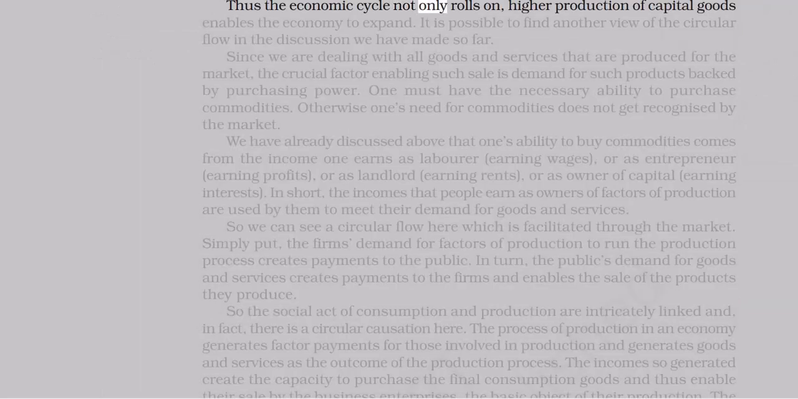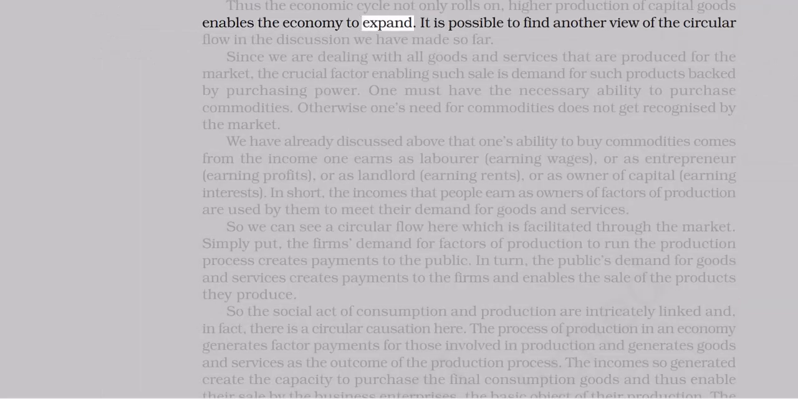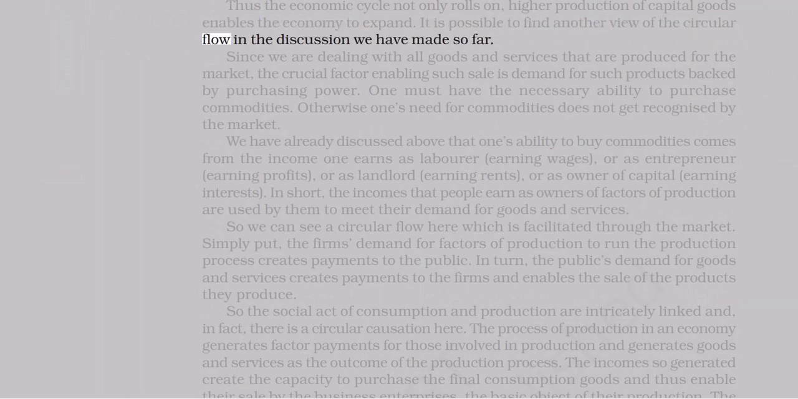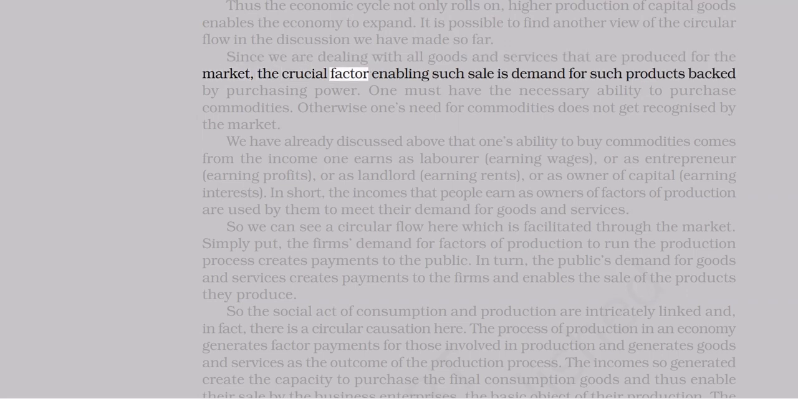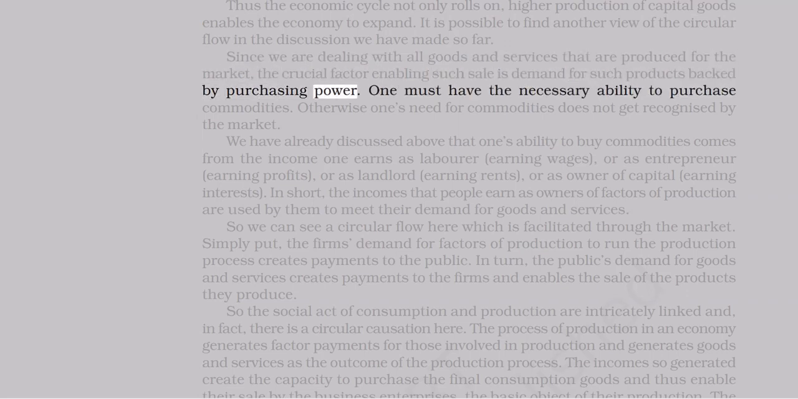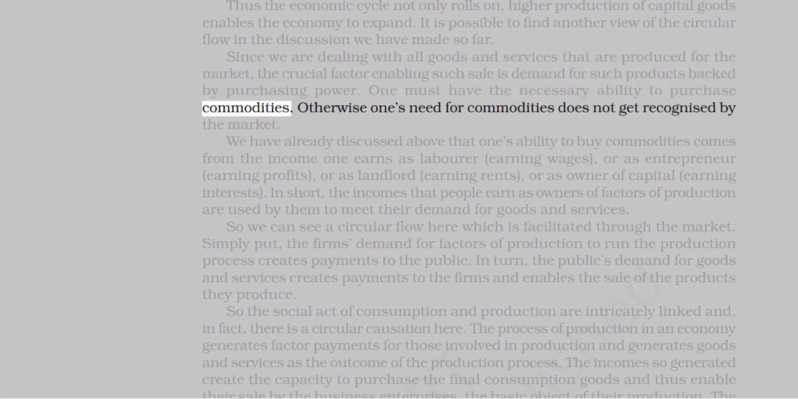Thus, the economic cycle not only rolls on, higher production of capital goods enables the economy to expand. It is possible to find another view of the circular flow in the discussion we have made so far. Since we are dealing with all goods and services that are produced for the market, the crucial factor enabling such sale is demand for such products backed by purchasing power. One must have the necessary ability to purchase commodities. Otherwise, one's need for commodities does not get recognized by the market.